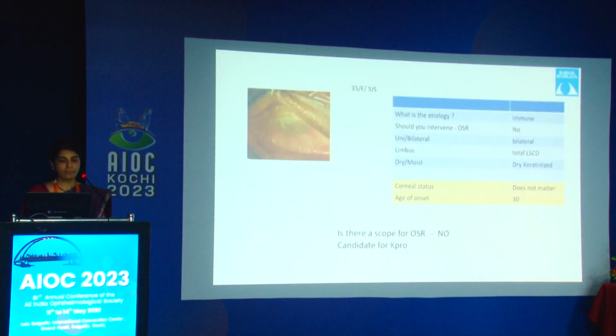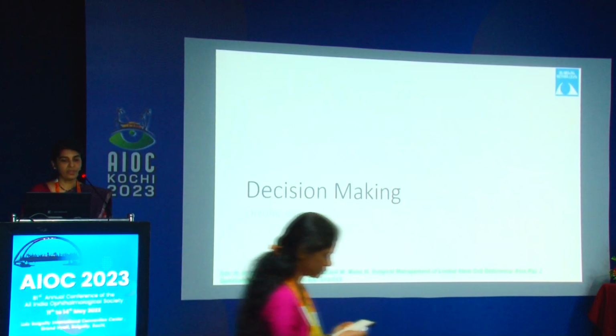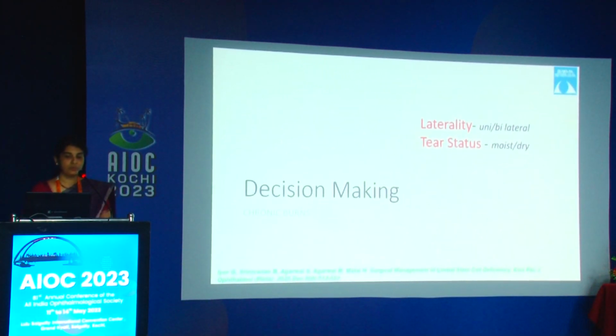immunosuppression. In an eye like this, which is absolutely keratinized and dry, well, there is no scope for ocular surface reconstruction at all, whether it is unilateral or bilateral, whether it is immune or non-immune. And these are patients, when bilateral, are candidates for keratoprosthesis, but when unilateral, you do not really have too many options to offer.